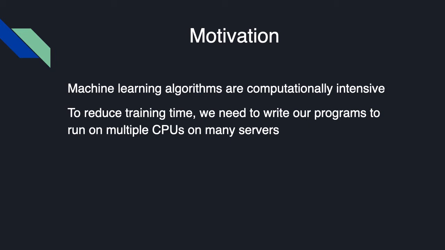So why is multiprocessing and vectorization important in machine learning? Well, it's because machine learning algorithms are computationally intensive. So to reduce the training time of our algorithms, we need to write programs to run on multiple CPUs and on many servers.